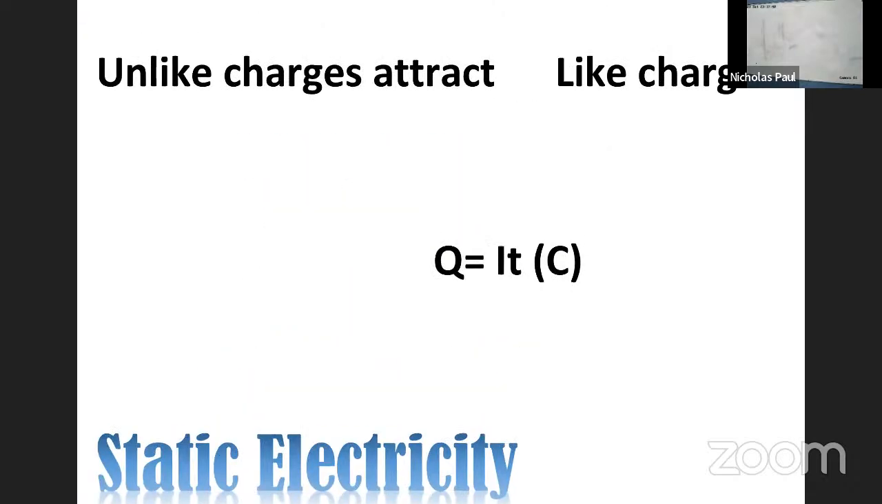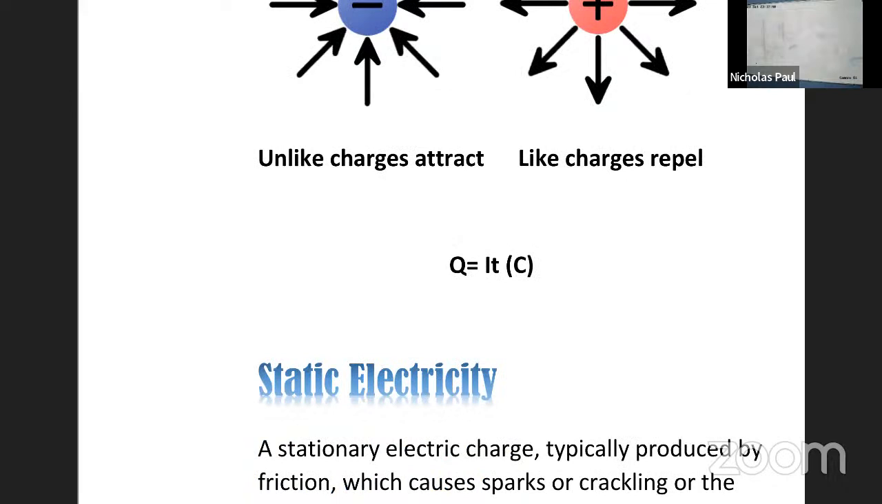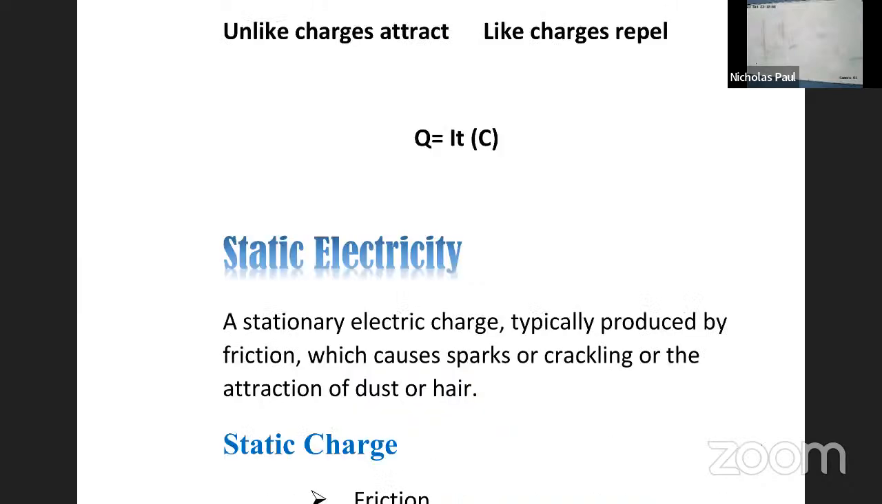Right. Also, we need to remember that charge is equal to current multiplied by time, and the SI unit is what? What's the SI unit? Coulombs, capital C. All right.